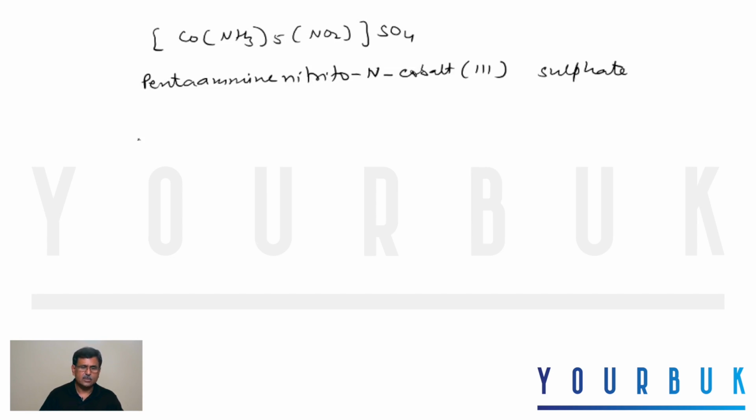Now we take one more example. It's K4[Fe(CN)6]. Now in this case the cation is simple but the anion is complex.